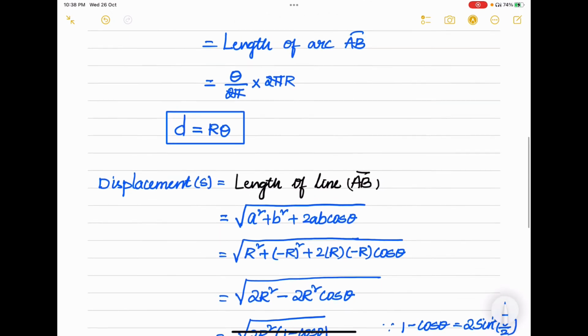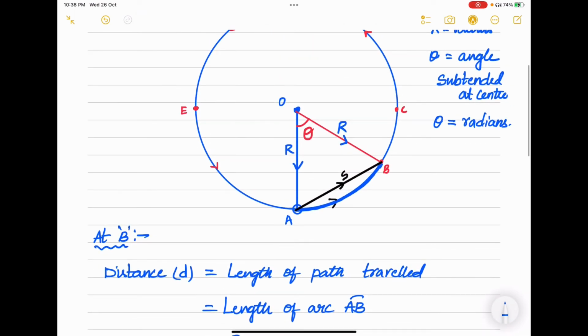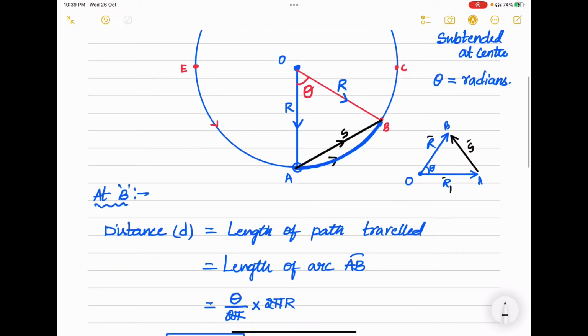Now you might get a doubt: sir, why have you assumed one of the radii as negative? Using the triangle, I would like to explain in short. See, if this is depicting the same diagram, this is O, and here this one is R, and here this one is r. Say this is a and this is b, and the angle over here is considered as theta. And we said that this is the displacement S bar. So from the triangle of vector addition, say this is r1 bar, and this one is r2 bar.